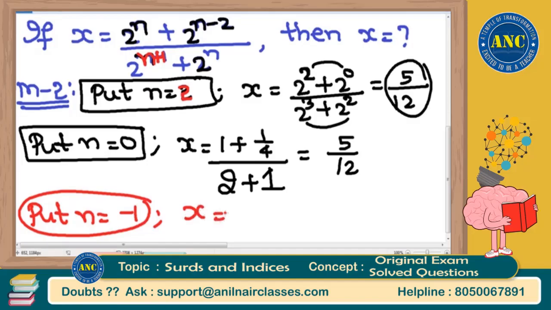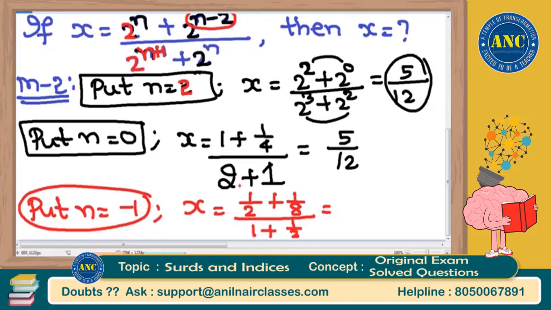So x becomes 2 power minus 1. It is 1 by 2 plus 2 power minus 1 minus 2. It is 2 power minus 3. It is 1 by 8. I believe that you are able to understand. Divided by 2 power 0. It is 1. 2 power minus 1 is 1 by 2. More fractional simplifications are involved. So that is the reason I am avoiding putting n value minus 1.